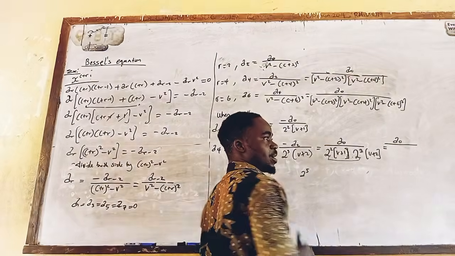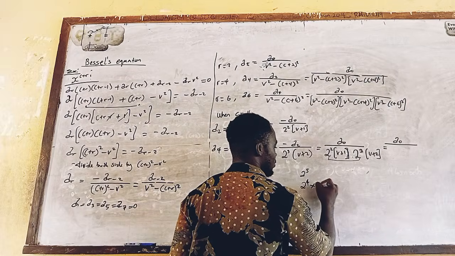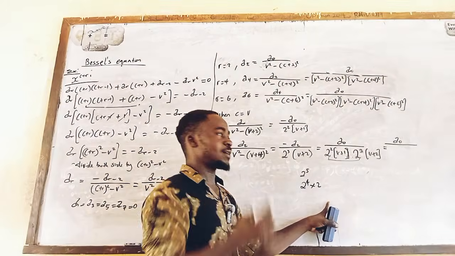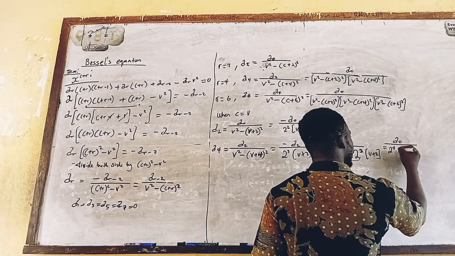Now, we will not write it as 2 raised to power 5. We are going to write it as 2 raised to power 4 times 2. You know, 2 raised to power 4 times 2 is 2 raised to power 5. So this is how we are going to write it: 2 raised to power 4 multiplied by 2.